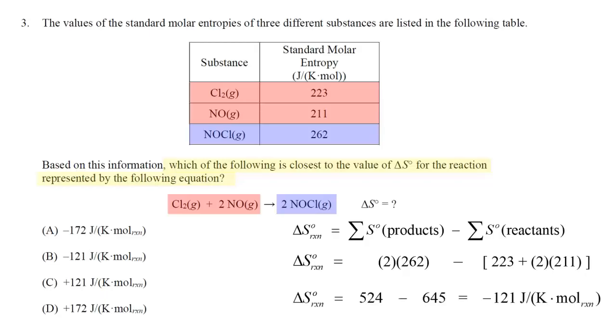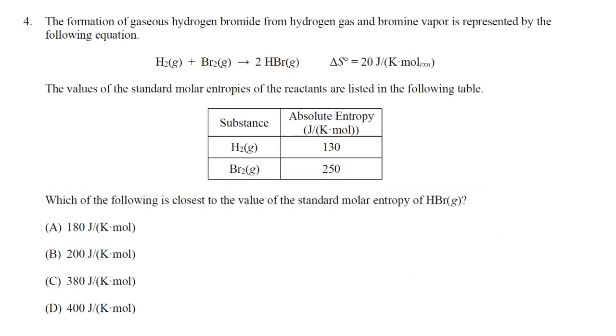So when we do that math, we get 524 for the products and 645 for the reactants. So 524 minus 645 gives us a value of negative 121, and the units are joules per Kelvin mole of reaction. So the correct answer to question 3 is choice B. Now let's take a look at question 4.